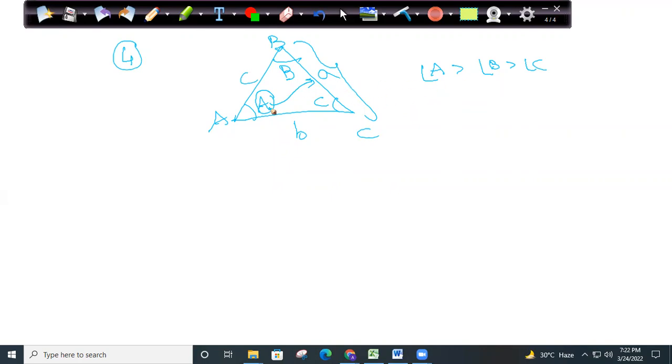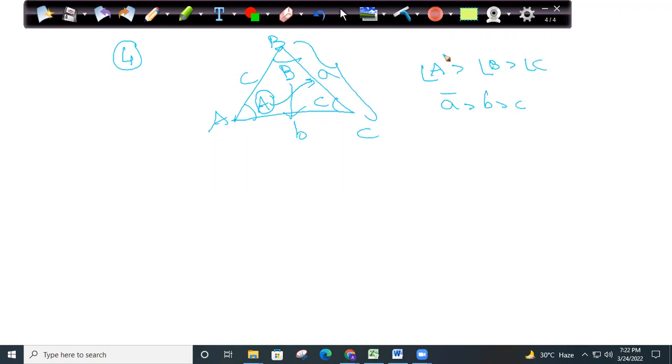Now the side opposite to angle A is a. So a is greater than the side opposite to angle B, which is small b. So the side opposite to the greater angle is greatest, and the side opposite the smaller angle is least. Everyone knows this, correct, right? So I'm teaching the basic properties that should be there in your brain.